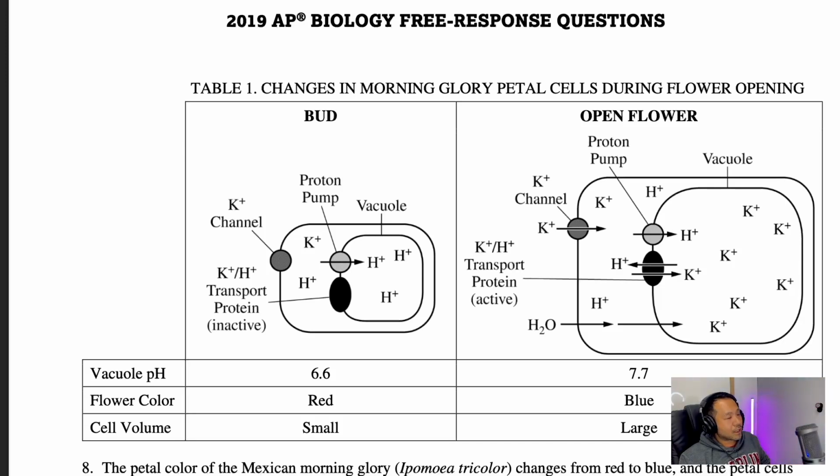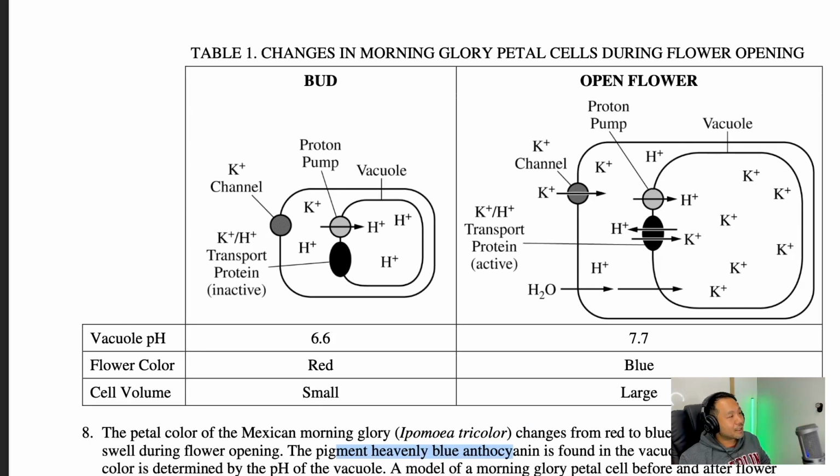So, by the way, if you're actually taking this test on the day of the test, you probably don't have a lot of time left. Let's just tackle the question. Identify the cell component in the model that is responsible for the increase in the pH of the vacuole during flower opening. Boom. So that's going to be a proton pump, right? Because protons move H plus ions. And in this case, increase in the pH.